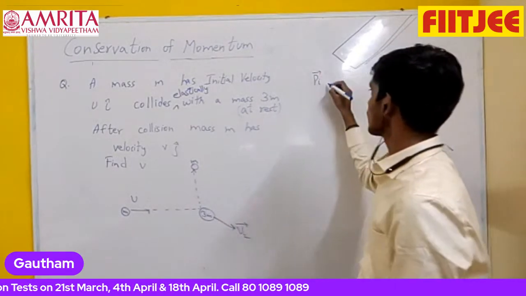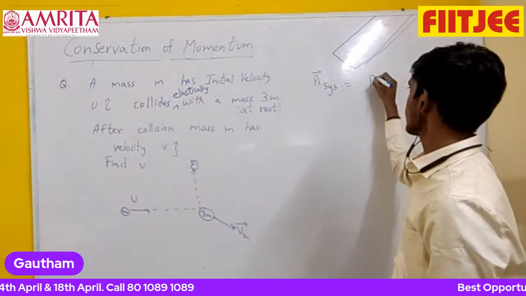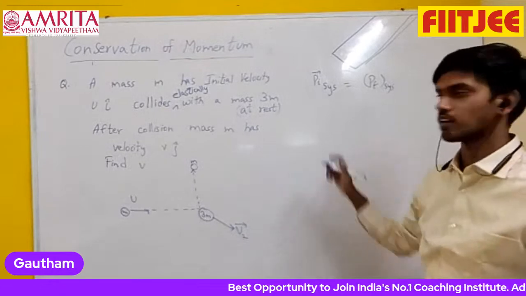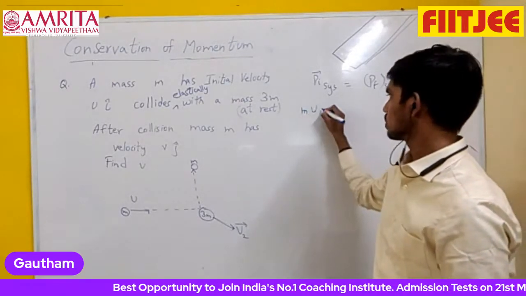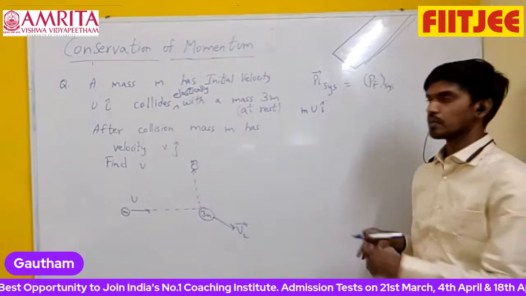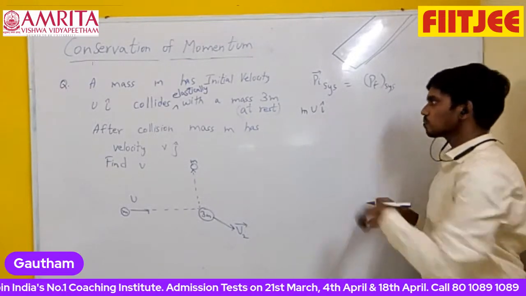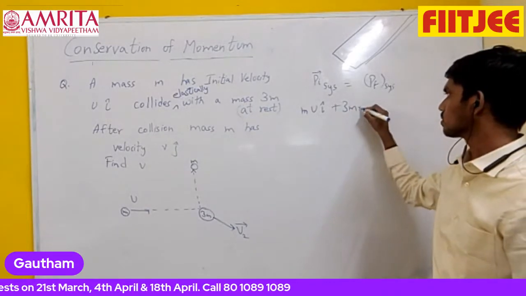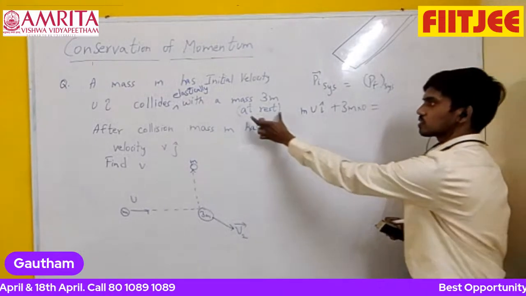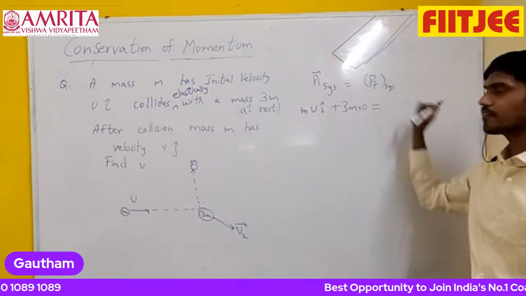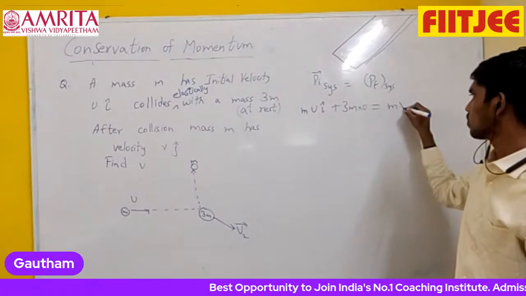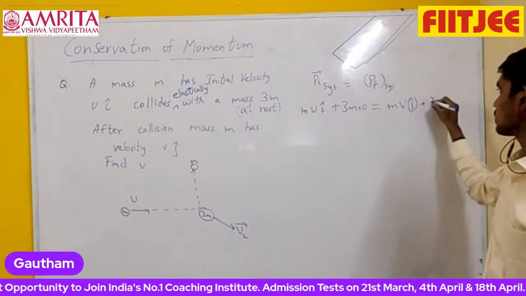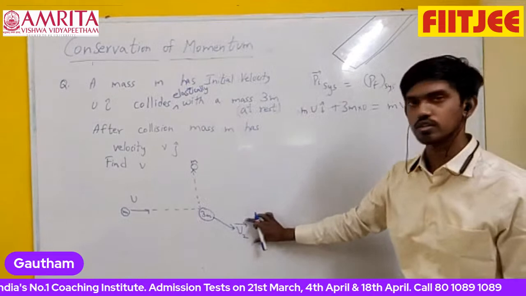First momentum conservation: initial momentum for system is equal to final momentum of system. Initially first body க்கு மட்டும் மாஸ் velocity இருக்கு. So m into u i cap, mass of first body into velocity of first body, plus mass of second body into velocity of second body is 0. 3m is initially at rest, it doesn't have any velocity, equal to after collision. After collision, mass of first body into velocity of first body, m into v j cap, plus mass of second body into velocity of second body.